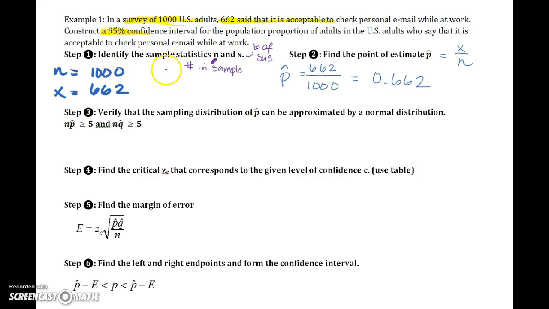Okay, step 3. There's going to be some homework problems where all you have to do is step 2, find the point estimate P hat. Now you know how to do that.